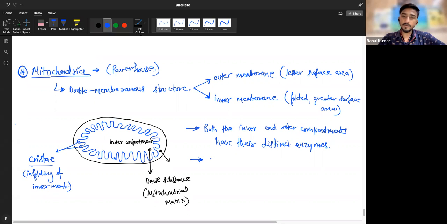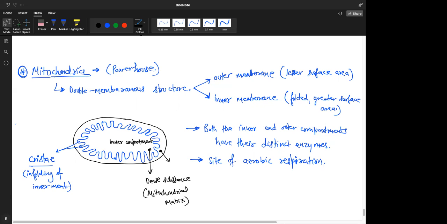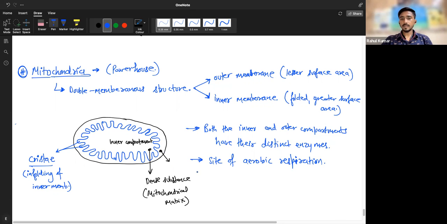Write down, mitochondria is the site of aerobic respiration. Aerobic respiration is which requires oxygen. You must have studied aerobic and anaerobic, right? I do not have to explain that. Both are clear, Iram and Aisha, with aerobic and anaerobic respiration? Okay, very good. Now write down, site of aerobic respiration is the inner membrane.